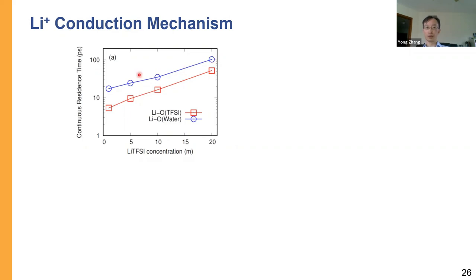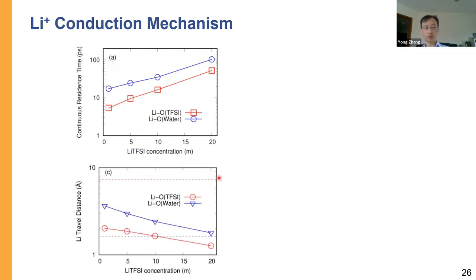We know the diffusivity of each species, and using this time, we can calculate the average distance lithium can travel in the liquid phase during this residence time. And that's shown here. The dashed line here is the average size of TFSI and water. So here we can compare the distance lithium can travel to the size of this coordinating species. For example, for TFSI, this distance is much shorter than the size of TFSI. For water, at low concentration it's about two or three times the size of water. At high concentration it's about the same.